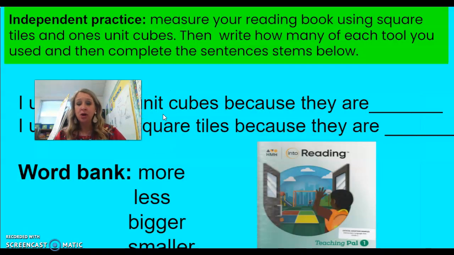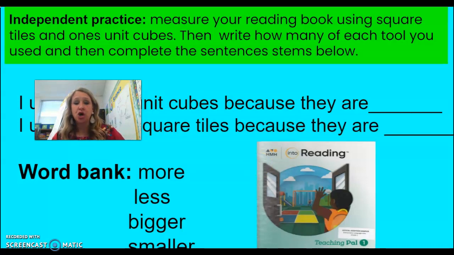Now you are going to measure your reading book using square tiles and one's unit cubes. Then write how many of each tool you used and then compare. Compare. Did you use more or less? And then you are going to tell me why. Did you use more or less? Because it's bigger or because it's smaller?